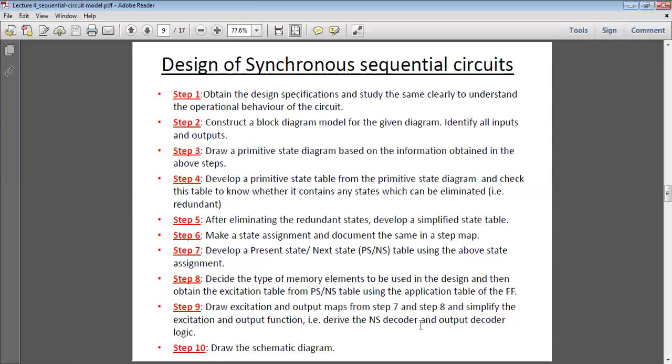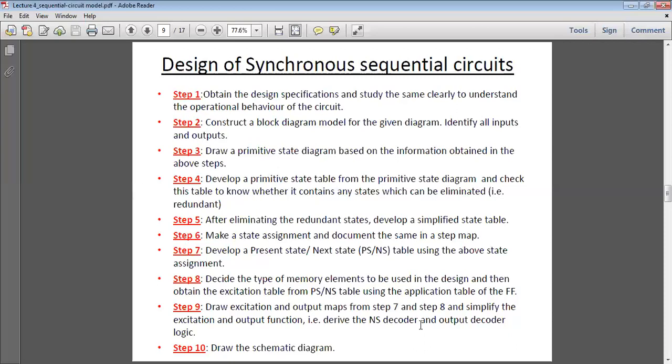Then we have to develop a state table from the state diagram. And here we have to check this state table to know whether it contains any state which can be eliminated. Means if there is any redundant state, means if a particular state goes to another state and another state goes to the same state, so one state can be eliminated. So we can reduce the circuit. That option we have to check. So after eliminating that redundant state, we have to develop a simplified state diagram. Then we have to develop the state assignment. Then we have to develop a present state, next state table.